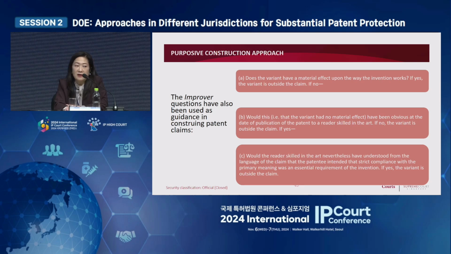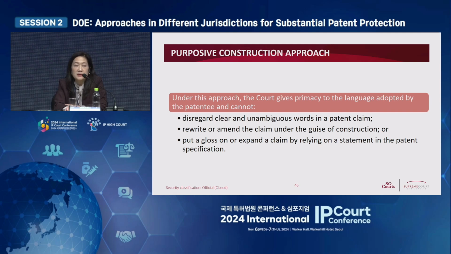Does the variant have a material effect upon the invention? If yes, then the variant is outside the claim. If no, then would this have been obvious to the notional skilled person at the time of the patent filing? If yes, then the 3rd question applies. Would the reader skilled in the art nevertheless have intended that the claim be restricted to the 4 corners of the claim? So those are the 3 questions.